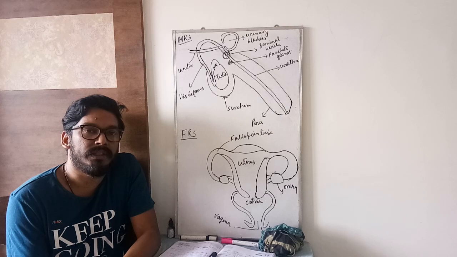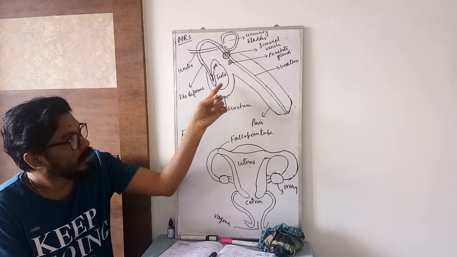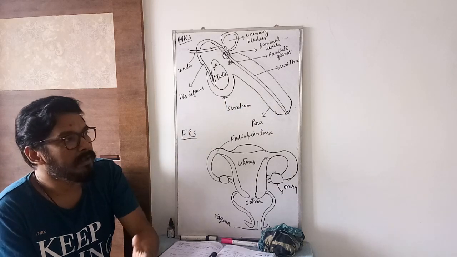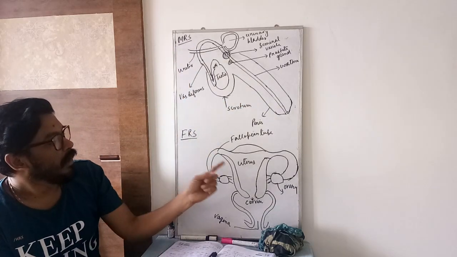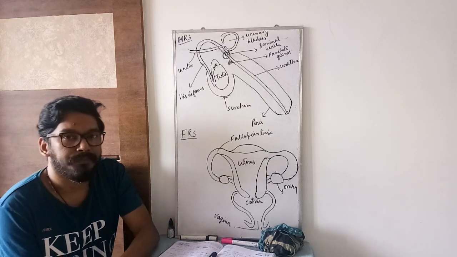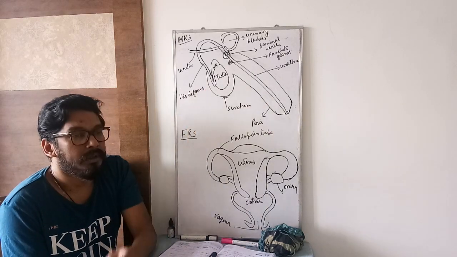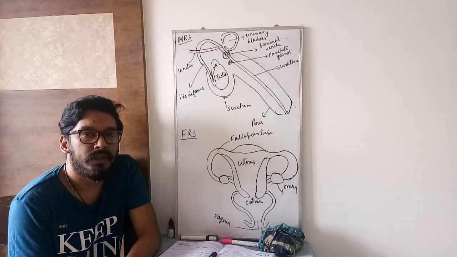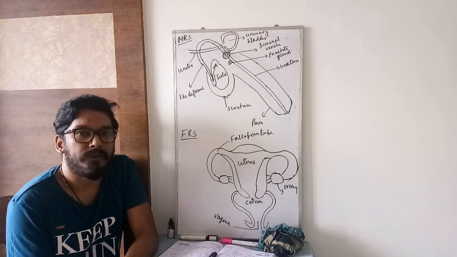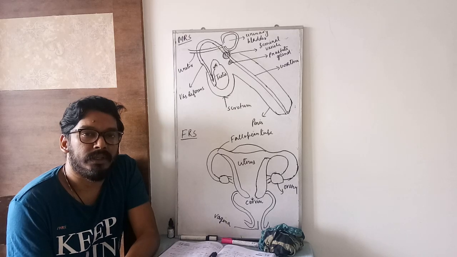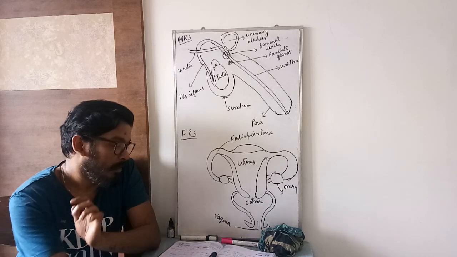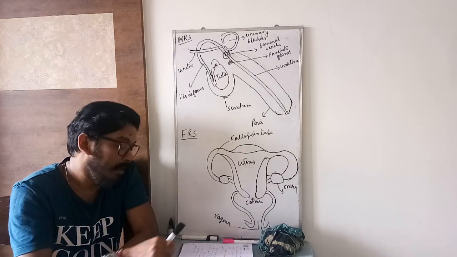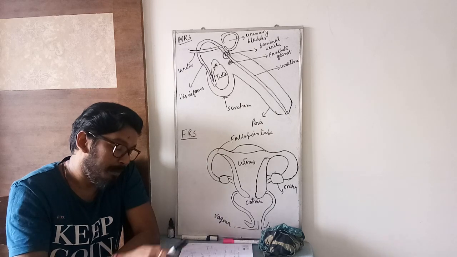So before discussing this part, just look at the diagram which is drawn here. This is the male reproductive system, which in short I have written MRS, and this is the female reproductive system. Here in the male reproductive system, this is the testis. This testis is responsible for the formation of the male germ cell, that is sperm.